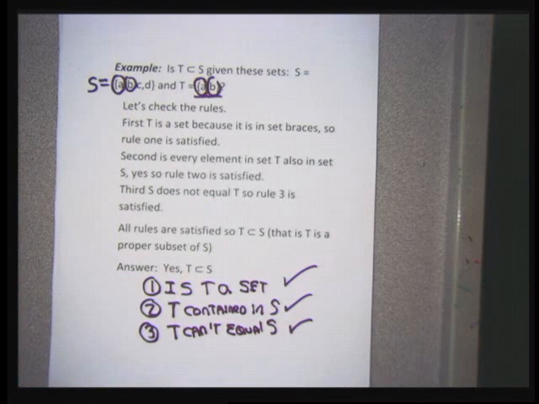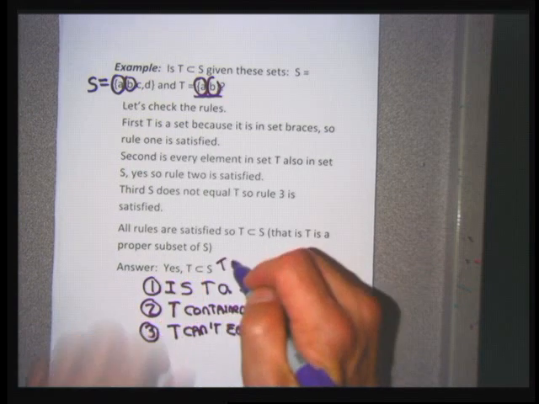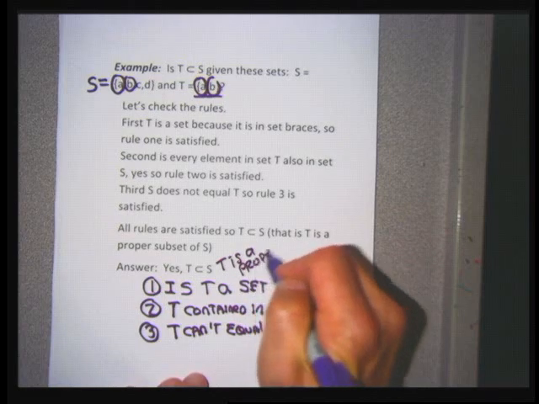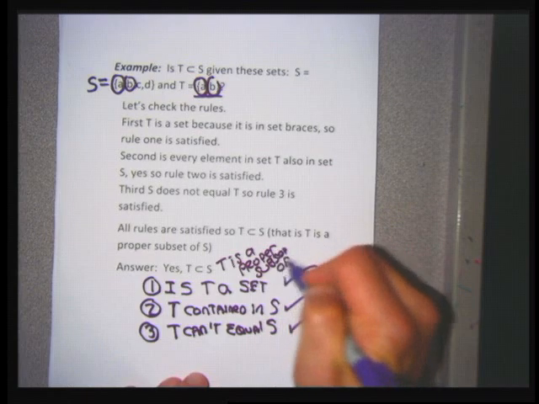So all 3 rules are satisfied. T is a set, it's contained in S, but it's not equal to S. So yes, T is a proper subset of S.